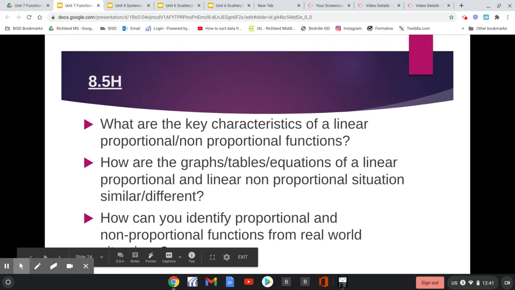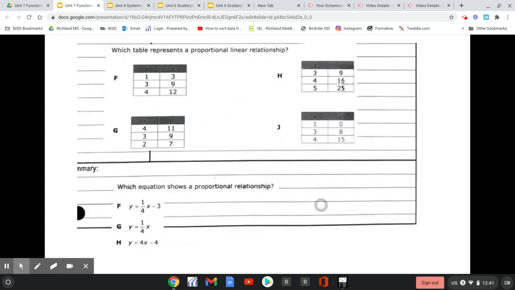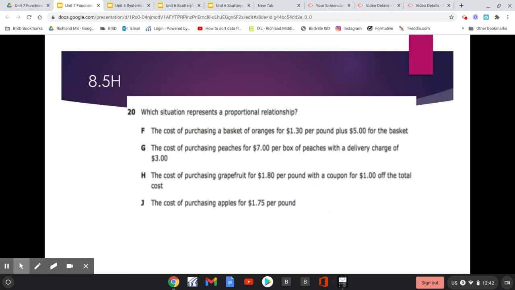And now we are on 8.5H. And here is the one question that I have. And it says, which situation represents a proportional relationship? The answer choices are the cost of purchasing a basket of oranges for $1.30 per pound plus $5 for the basket. Okay, so per pound, we know that's our slope. And we have another number, so we know that's the y-intercept. So we're basically looking for the answer that has one number in it. If it has two numbers, that's not going to work.